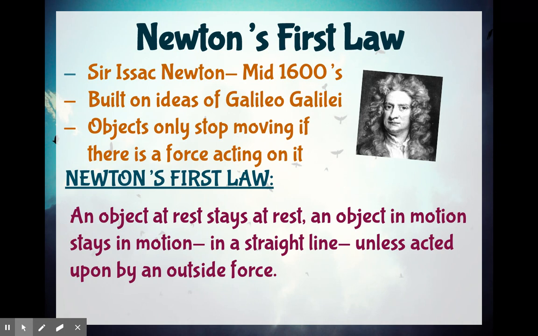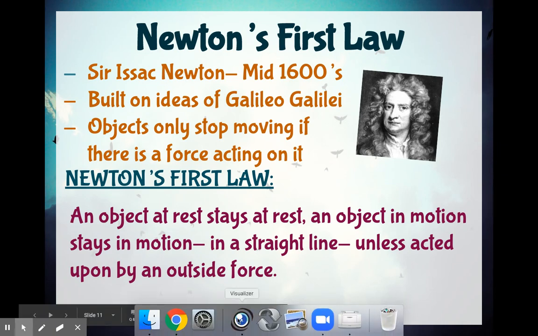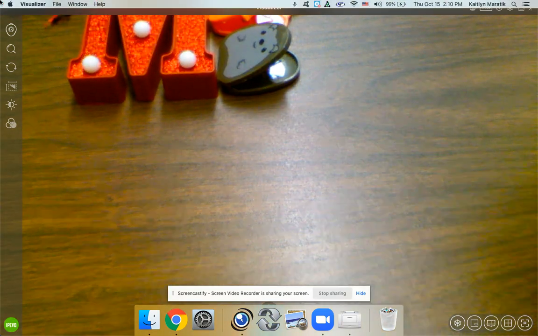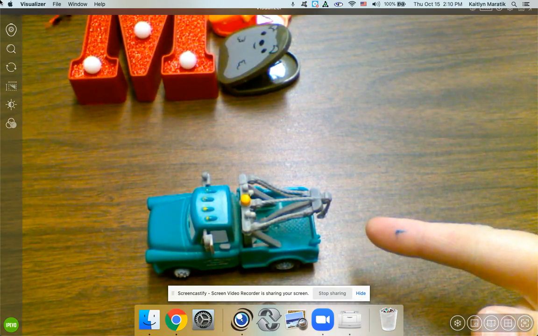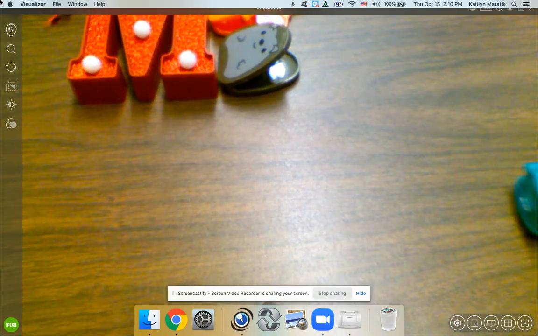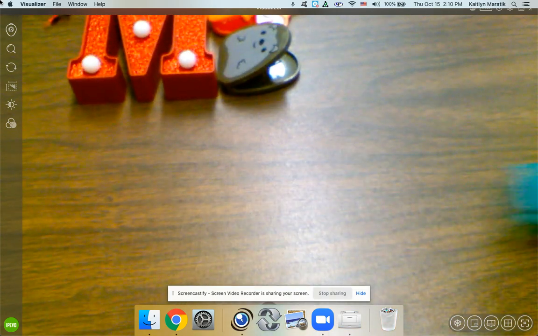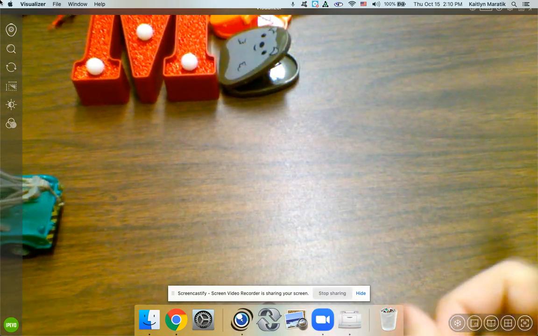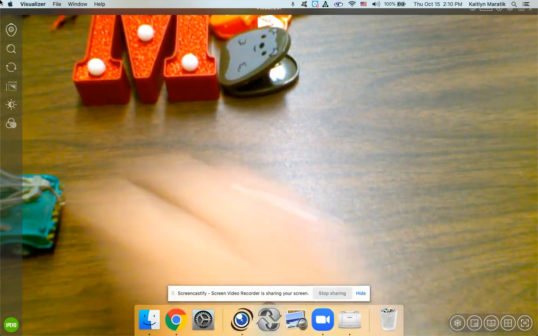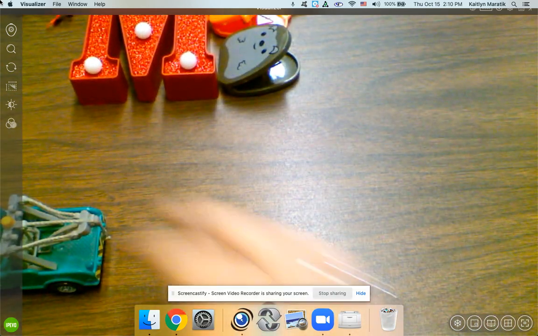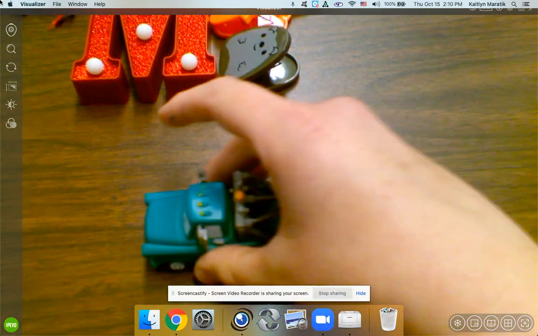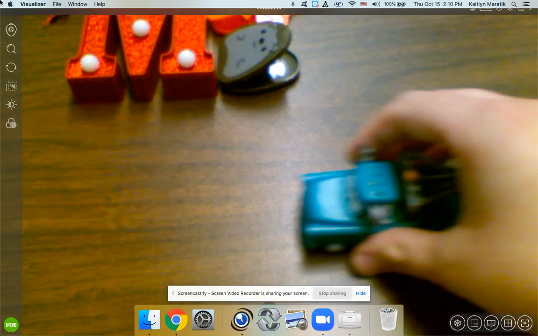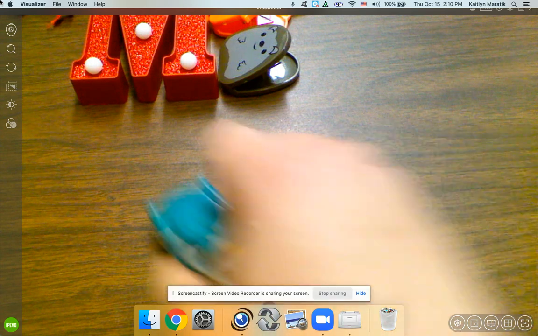An object at rest stays at rest. An object in motion stays in motion in a straight line unless acted upon by an outside force. What is this saying? If I have Mater sitting here, an object at rest stays at rest. An object in motion should stay in motion, but there is a reason why it stops here, and that's friction, which is an outside force, which is what we said. But when I roll Mater across, Mater goes in a straight line from the direction I initially started. I don't expect to push Mater off and then all of a sudden he's going to turn. I expect when I push him, he's going to stay in that straight line. He's not going to turn.